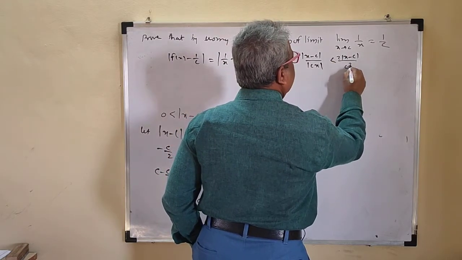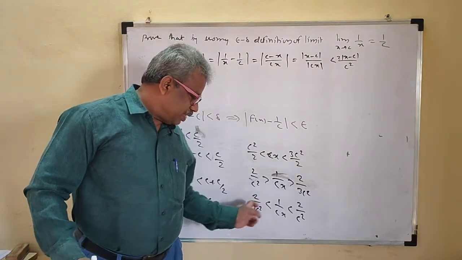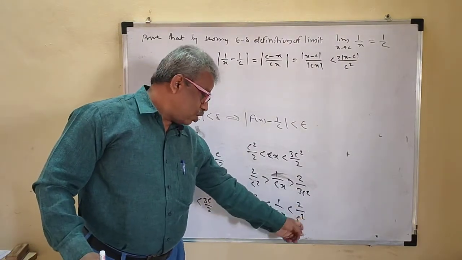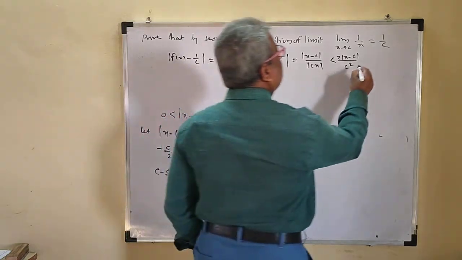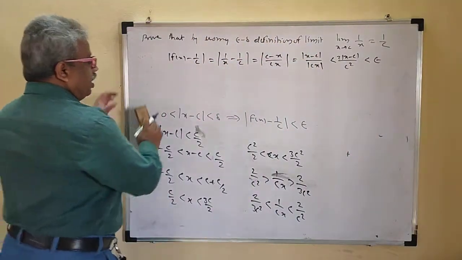2 is c square now. If I multiply by mod of x minus c, so it is 2 mod of x minus c over c square, and this is less than epsilon. Okay, now see what we get.